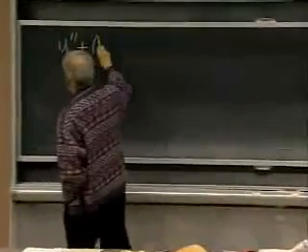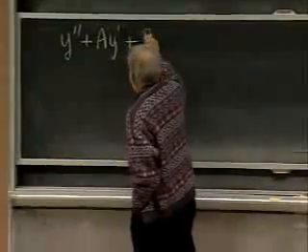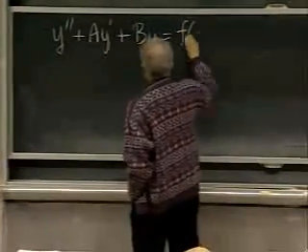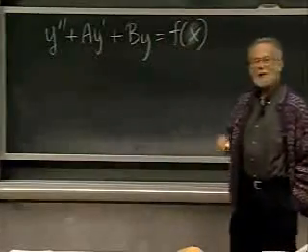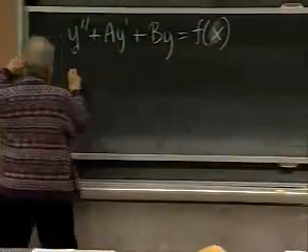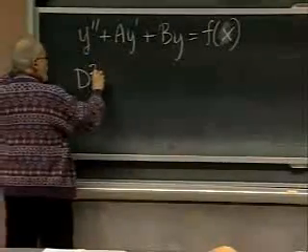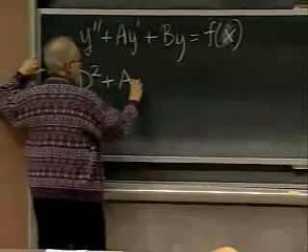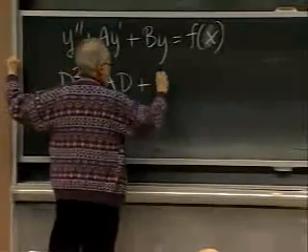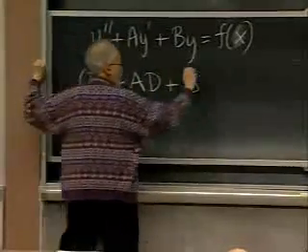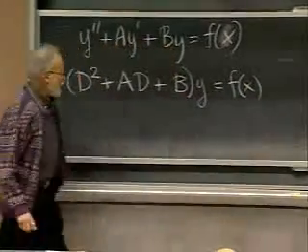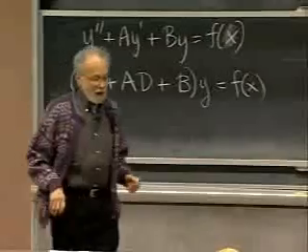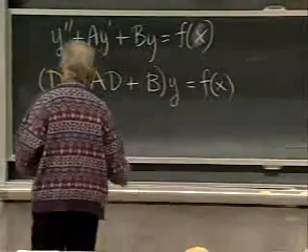So there it is. It's y double prime plus a y prime plus b y equals f of x. But I'm going to think of the left-hand side as the polynomial operator D squared plus a D plus b, where a and b are constants, applied to y equals f of x. That's the way I write the thing. And this part I'm going to think of in the form, this is p of D.